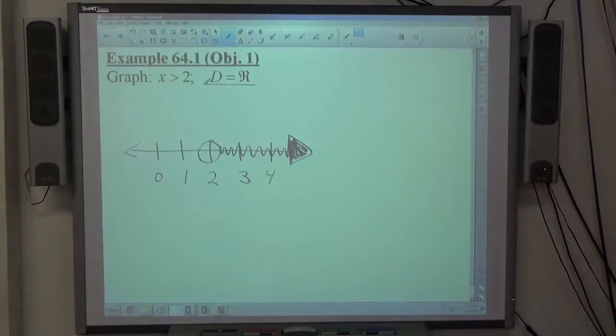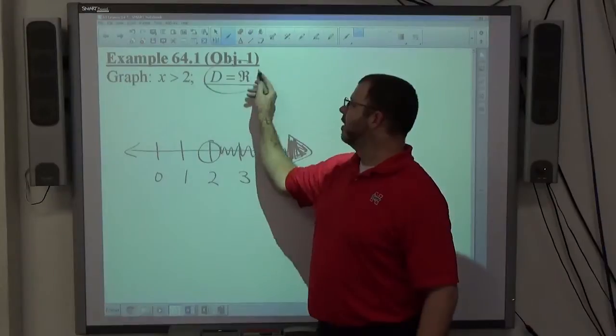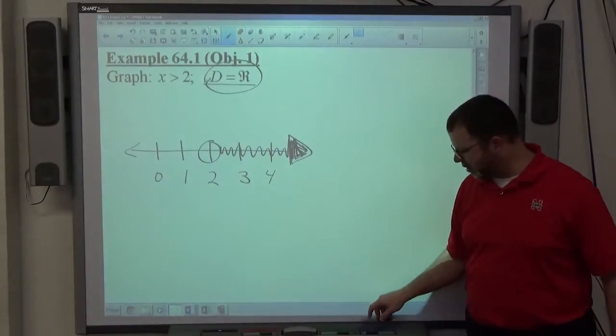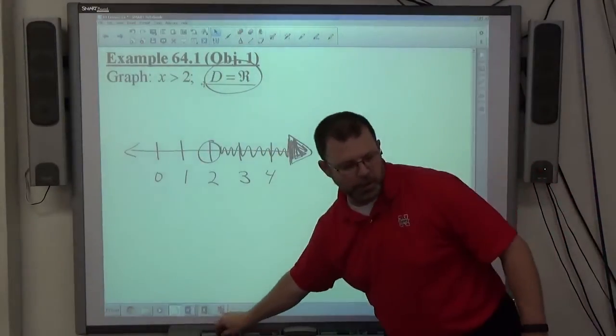Okay. Again, graphing a number line as normal, that's what we're doing there. So again, if this is your domain, there's no changes. It is what it always has been, so please do it appropriately.